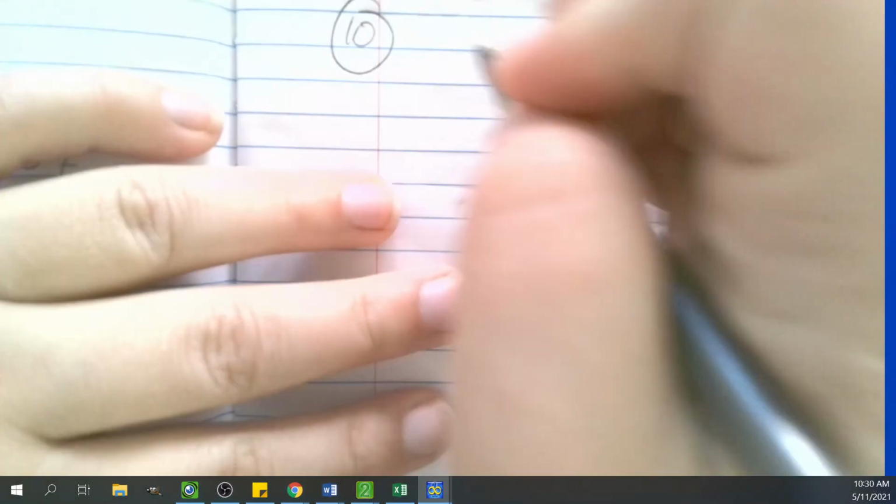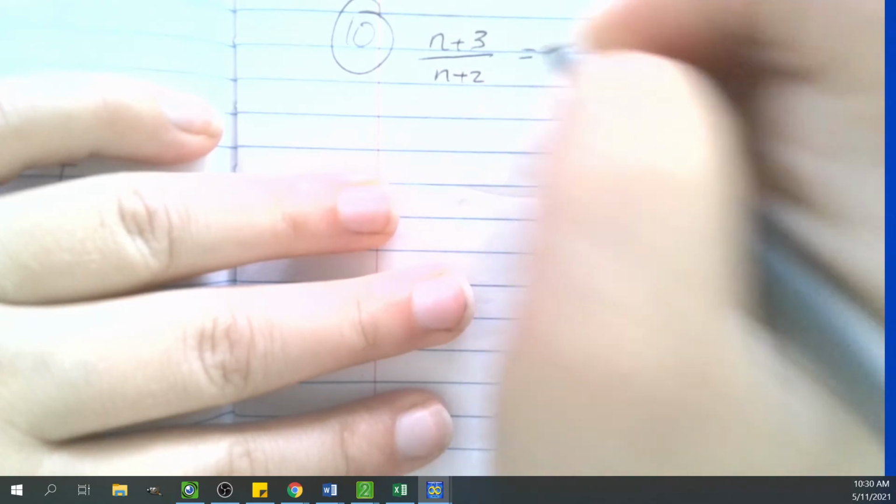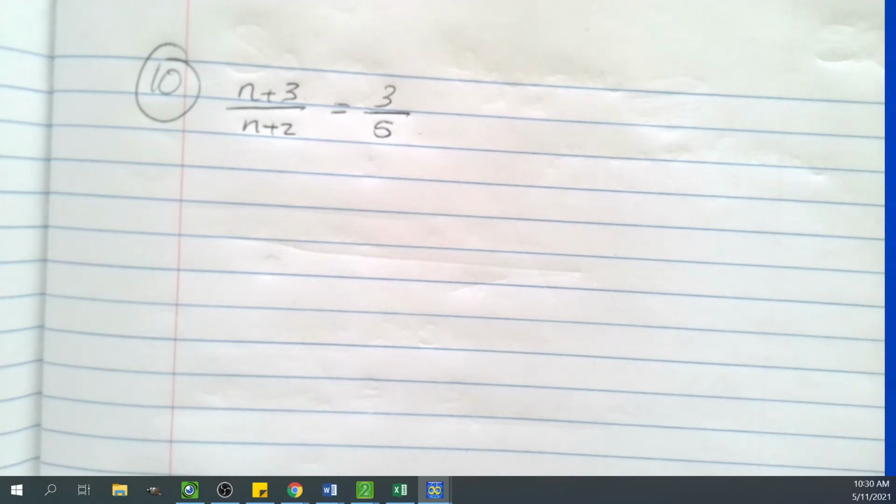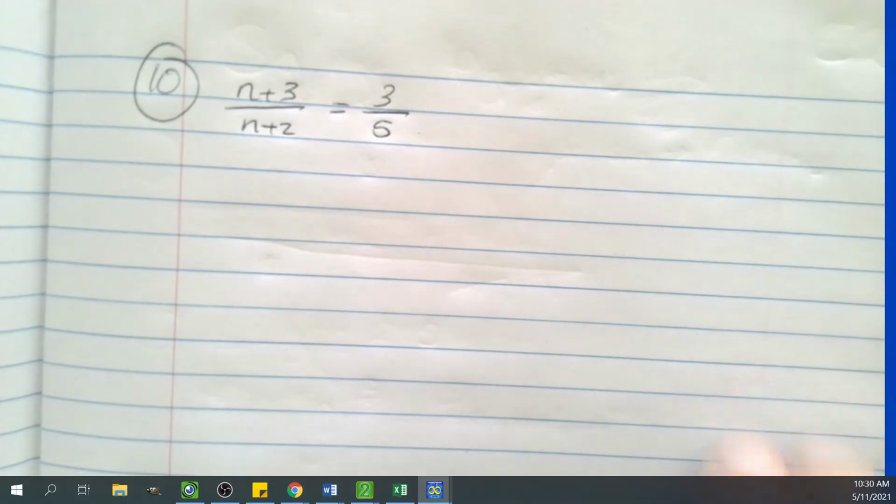Okay, what if I gave you (n + 3)/(n + 2) = 3/5. Would you like me to read it one more time? Okay, you got it? Okay, what do we do first, y'all? Cross multiply. I would cross multiply.